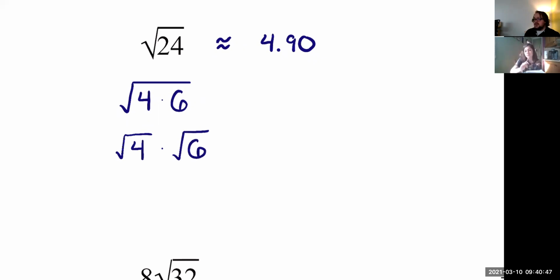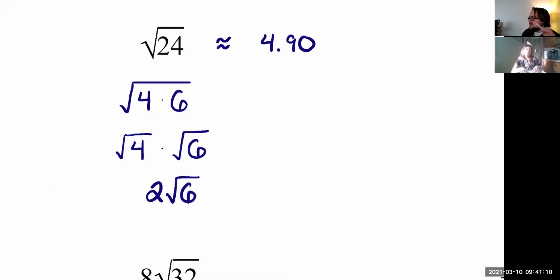It's the same thing. The square root of 4 times 6 is the same as the square root of 4 times the square root of 6. It's just an equivalent statement. But which of those two do I like? That square root of 4. What is the square root of 4? 2. So I get 2 times the square root of 6.